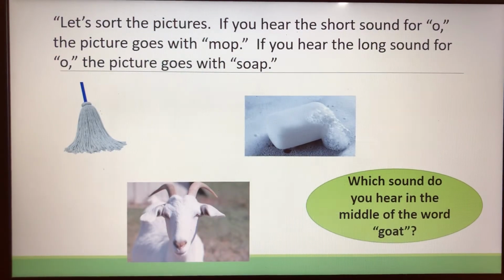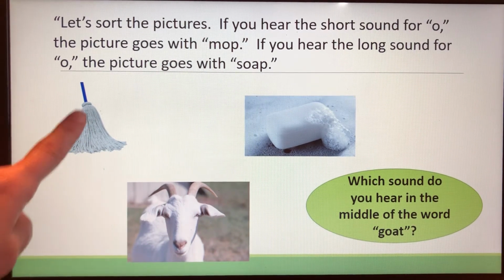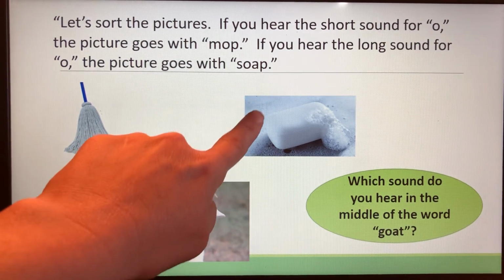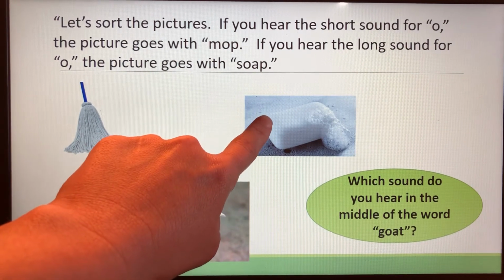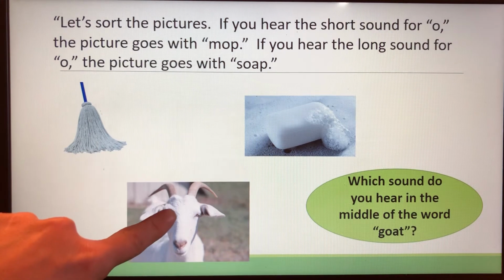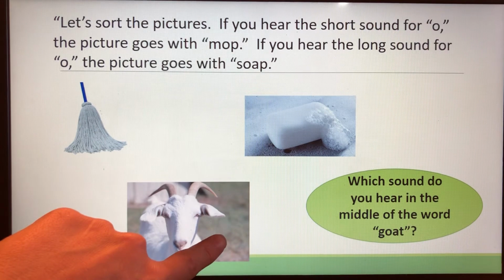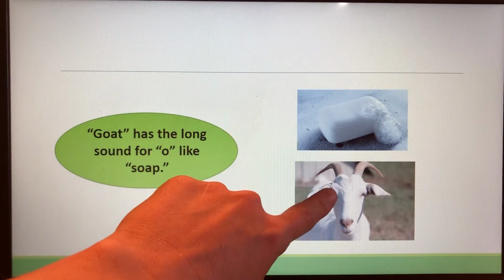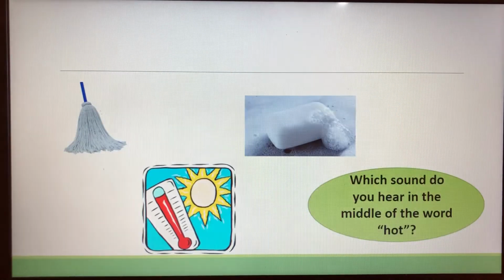Let's sort the pictures. If you hear the short sound for O, it will go with the picture of the mop. You hear the ah in mop. If you hear the long sound for O, it will go with the picture of the soap. You hear O in soap. What about the word goat? Do we hear ah or O? Goat. You're right. We hear O in goat. Goat, soap. We hear the long O sound.